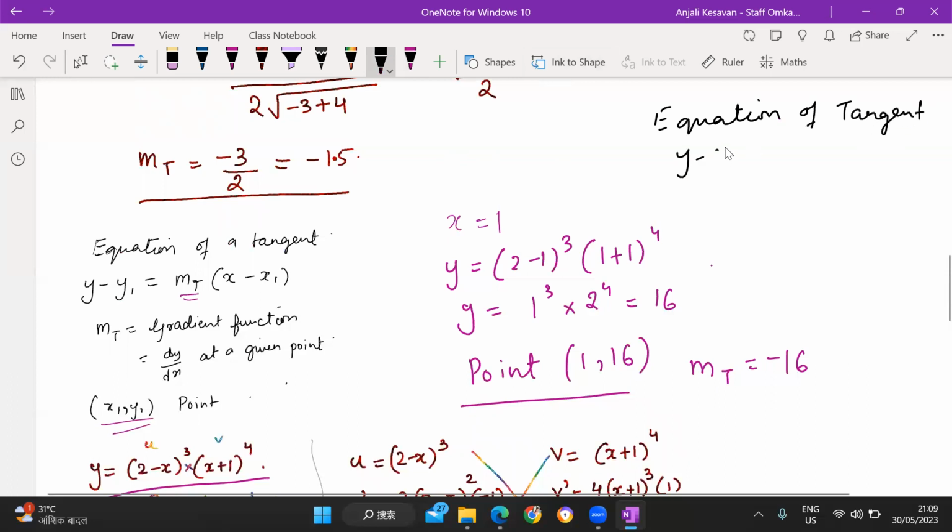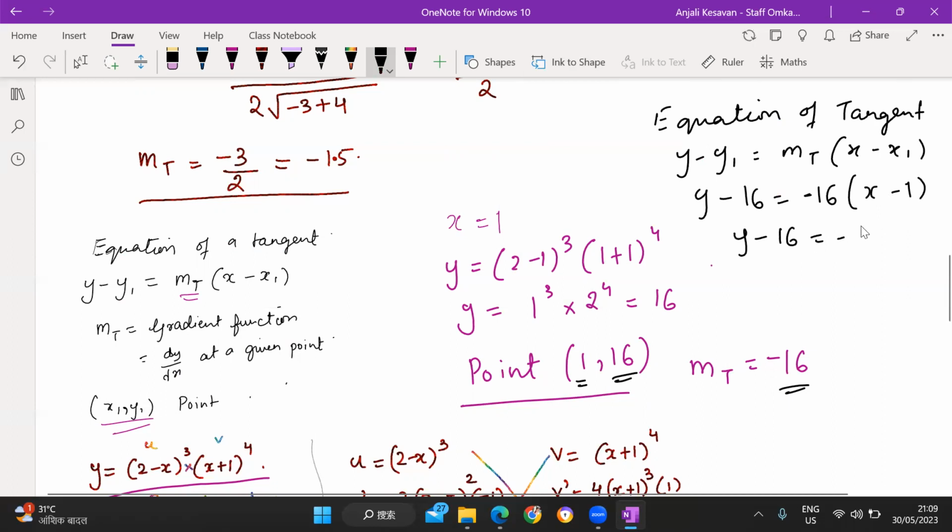Substituting, y minus y1 is equal to the gradient of the tangent times x minus x1. What is the y1? 16. The gradient of the tangent is negative 16 times x minus x1. x1 is 1. Expand the bracket: y minus 16 is equal to negative 16x plus 16. Mark this in slope-intercept form, which is y is equal to negative 16x plus 32. So that's the equation of your tangent.